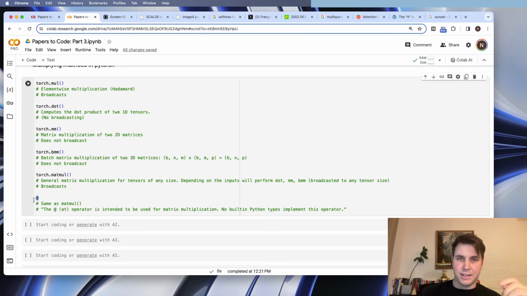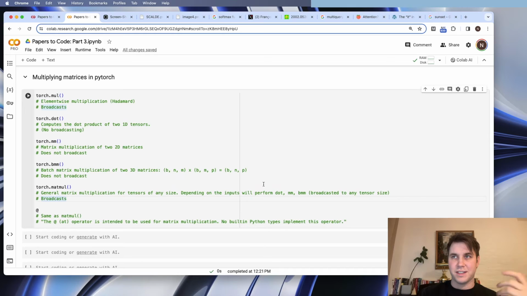And at is actually kind of this funny one where it's the same as matmul. And if you look at Python documentation, the at operator is intended to be used for matrix multiplication. No built-in Python types implement this operator. So it's inside of Python, but it doesn't operate on any built-in Python types. It operates on NumPy and Torch and other kind of tensor libraries. So these are the differences in the different kinds of multiplication you do. Typically, we just do at because it stands for matmul, and it's the most general one.